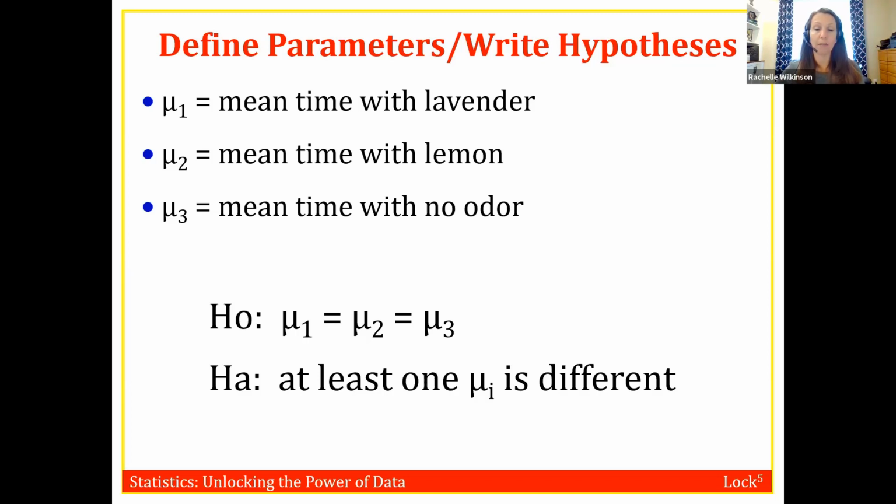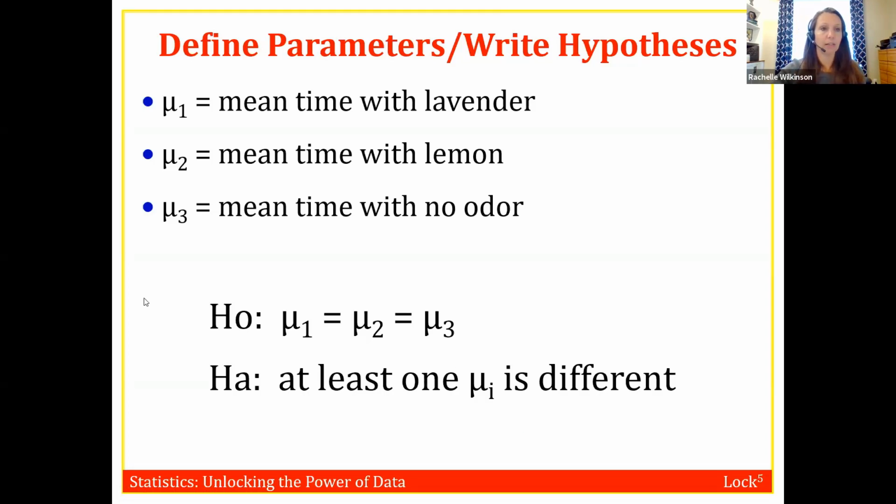So our null hypothesis, remember it's always that all the means are equal. So we're going to say mu1 equals mu2 equals mu3. And then the alternative hypothesis is that at least one mean is different. So if you wanted to use the word mean here instead of putting a symbol for mu, that would be just fine also. And if you wanted to say that at least one mean is different from at least one other mean, that is also correct.